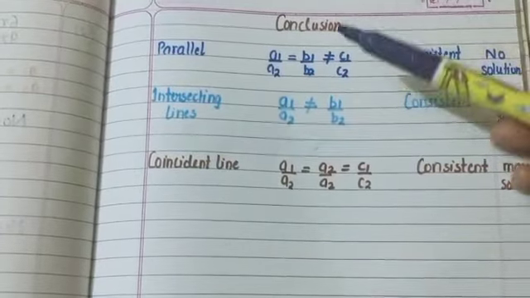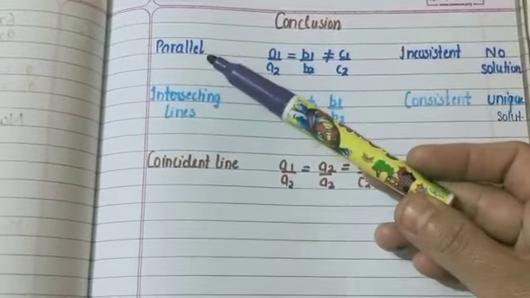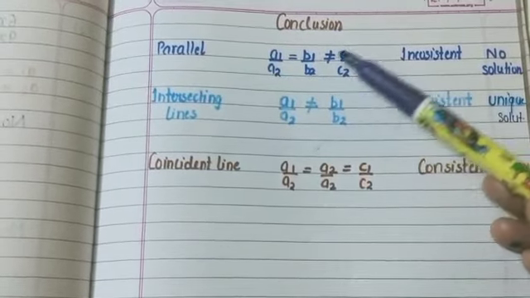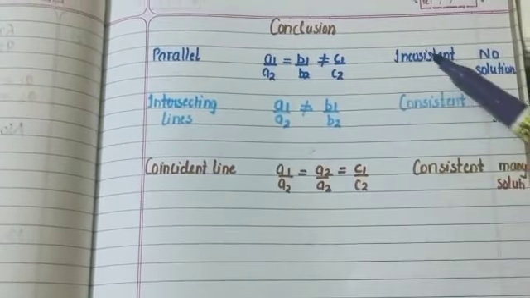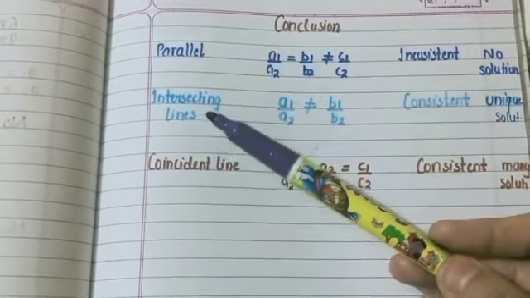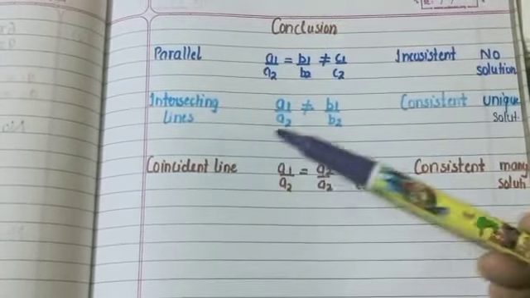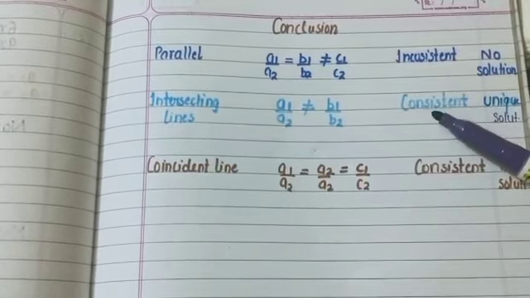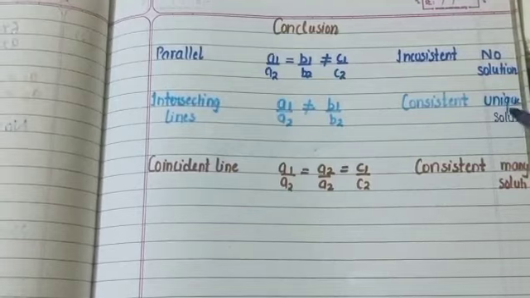Now the conclusion is: if the lines are going to be parallel, then a1 over a2 equals b1 over b2, but not equals c1 over c2. Or we can say that it will be inconsistent, or it has no solution. But if the lines are going to be intersecting, then a1 over a2 not equals b1 over b2. It is going to be consistent, and it has a unique solution.